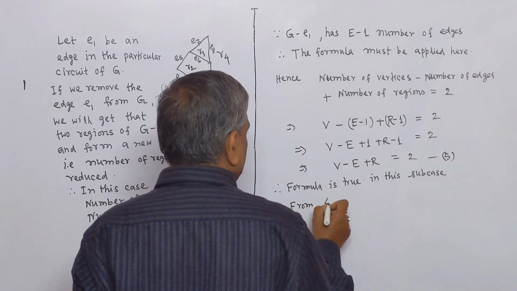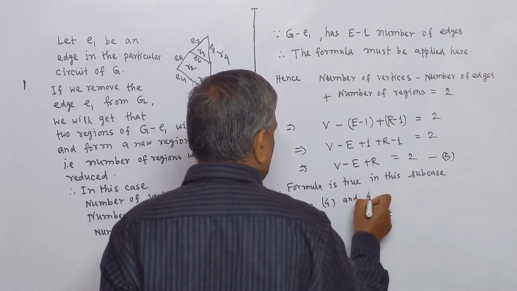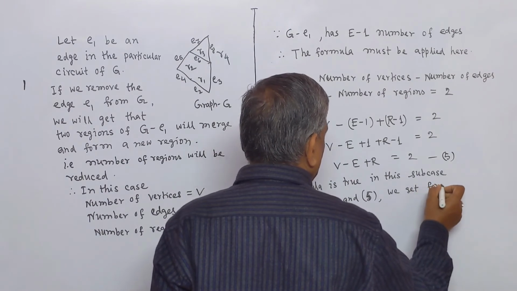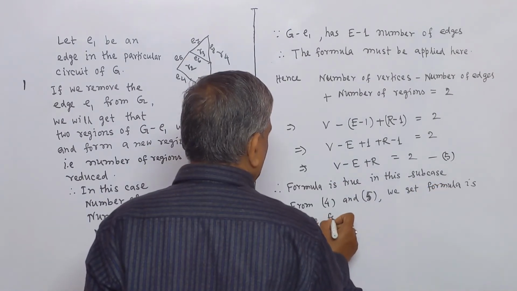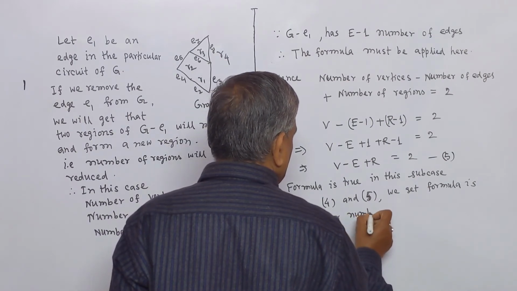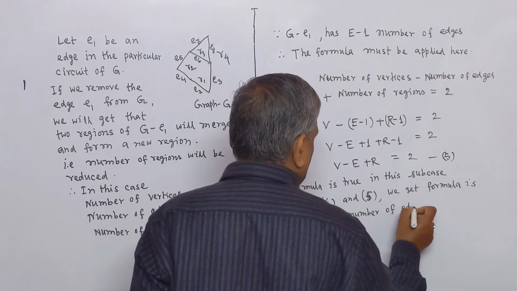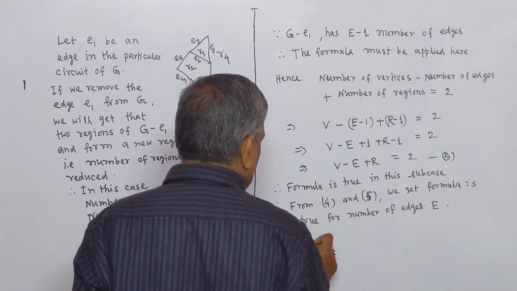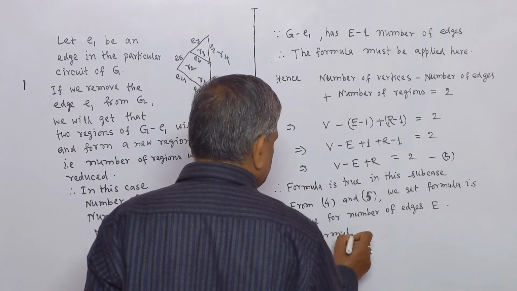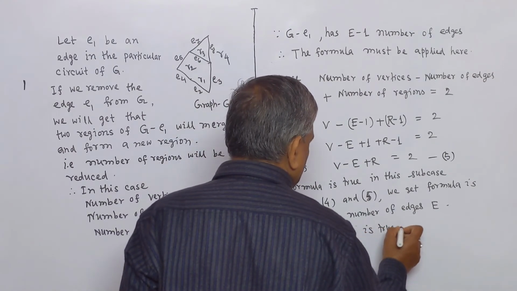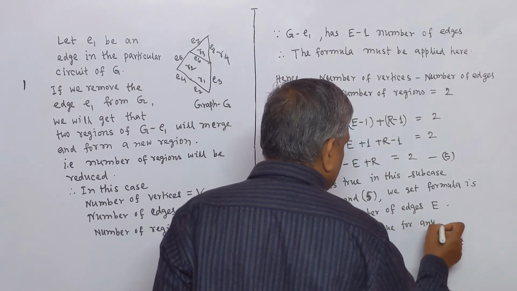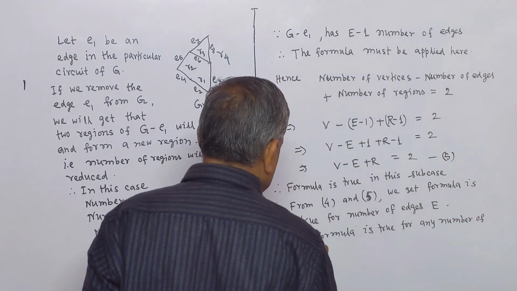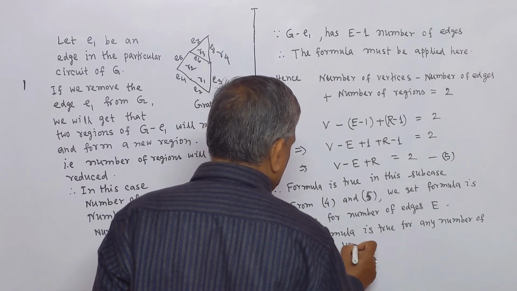Therefore, from 4 and 5 we get the formula is true for number of edges E. Hence, the formula is true for any number of edges. Hence, proved.